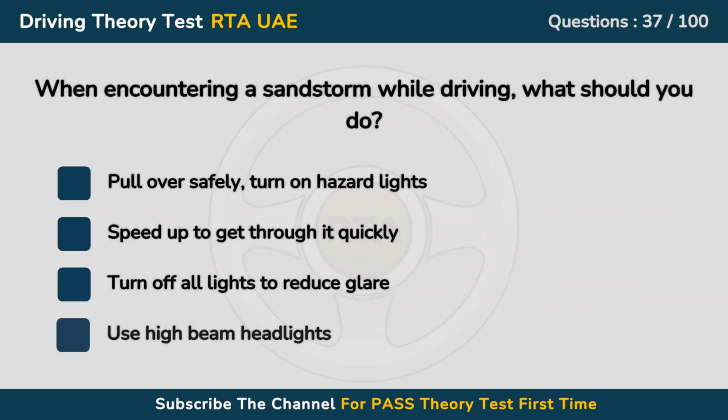Question 37. When encountering a sandstorm while driving, what should you do? A. Pull over safely, turn on hazard lights. B. Speed up to get through it quickly. C. Turn off all lights to reduce glare. D. Use high beam headlights.